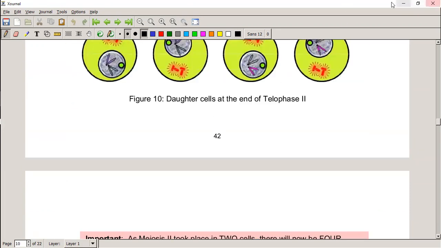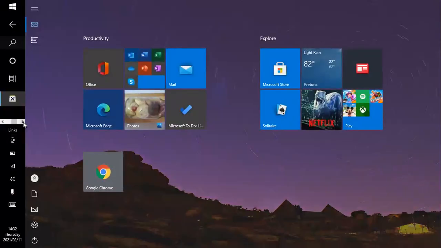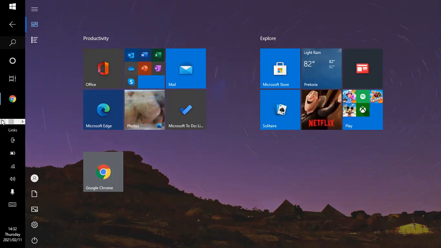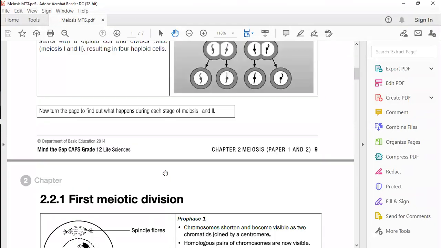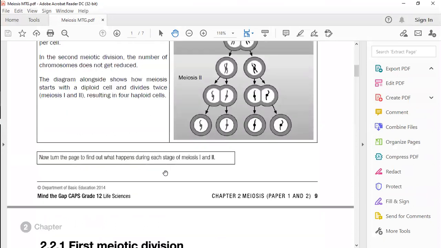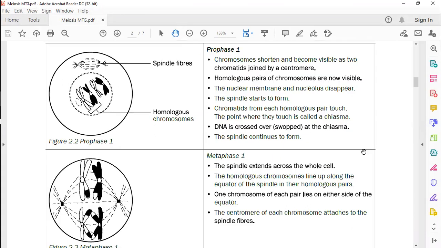Do you want the one we used yesterday? From the notes that you said, the one you said you must draw, the Meiosis mind map. Okay, the Meiosis diagram, that was from the Mind the Gap book. Okay, so I'm going to go to them. Are you talking about the summary one, or are you talking about the individual ones, these ones? About that one. Yes, what's your question about it?